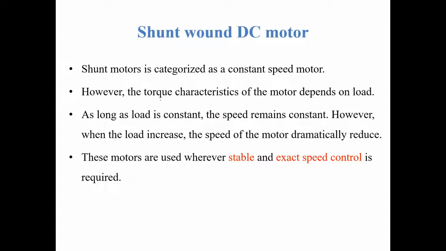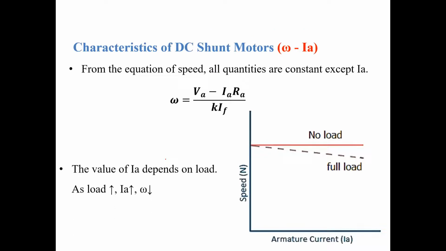However, the torque characteristics of the motor depend on the load, as we talked about earlier. As long as the load is constant, the speed remains constant. The same is true for the separately excited motor as well. However, when the load increases, the speed of the motor dramatically reduces. So these types of motor are used whenever stable and exact speed control is required.